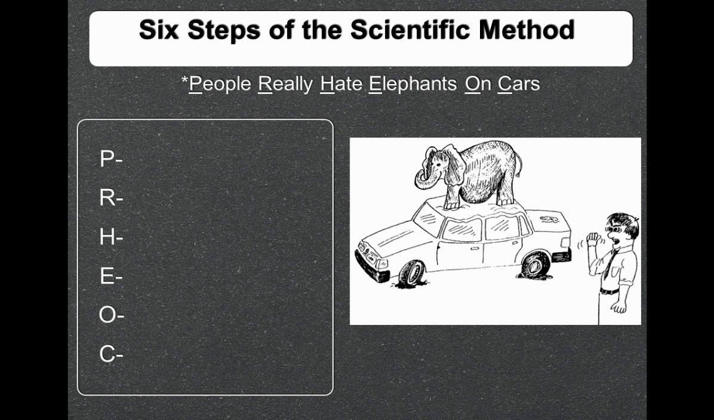All right, so let's quickly review some of our steps. Steps, assignment and method. The letters along each step: P is problem, R is research, H is hypothesis, E is experiment, O is observation, and C is conclusion. Yesterday we started talking about what those steps actually mean. What do we do in each of those steps?